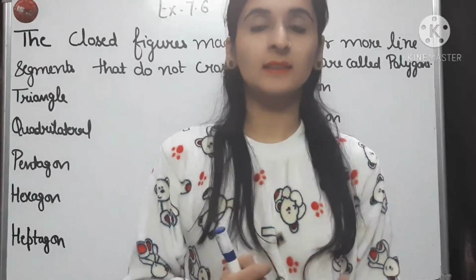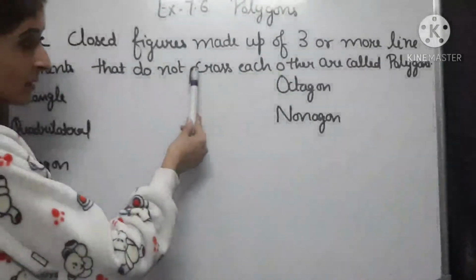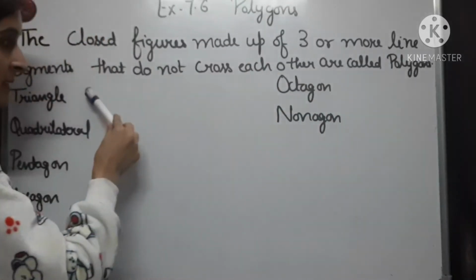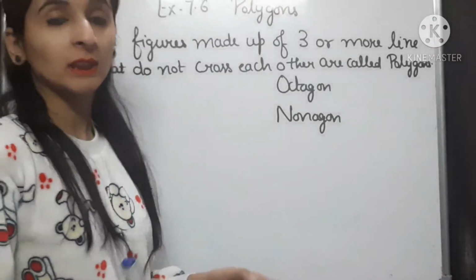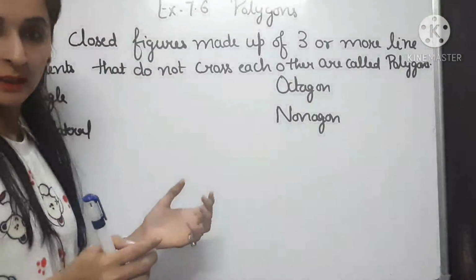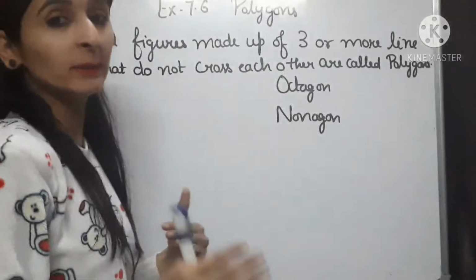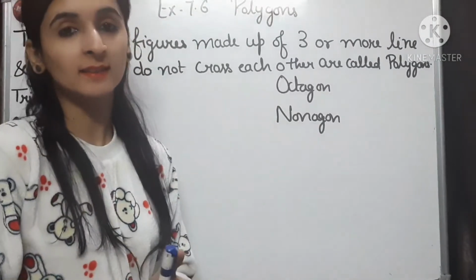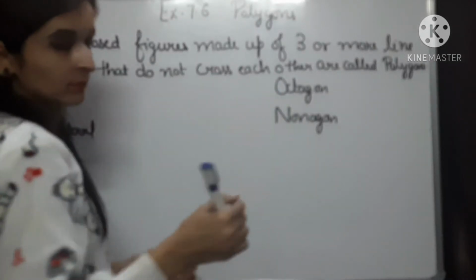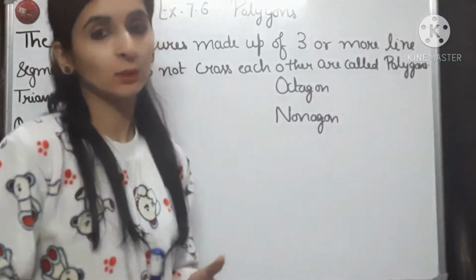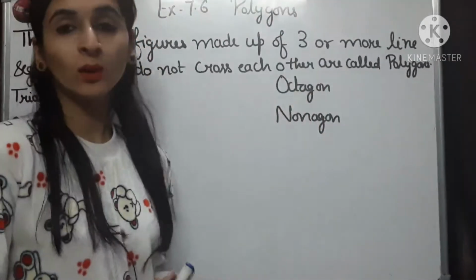Okay, so first of all, let us discuss polygons. What are polygons? Polygons are closed figures made up of 3 or more line segments that do not cross each other. Polygons क्या होते हैं? These closed figures are made up of 3 or more line segments. In a polygon there will be 3 या 3 से ज़्यादा line segments होंगी. And the line segments do not cross each other. वो एक दूसरे से cross नहीं करती हैं. So those figures are called polygons.